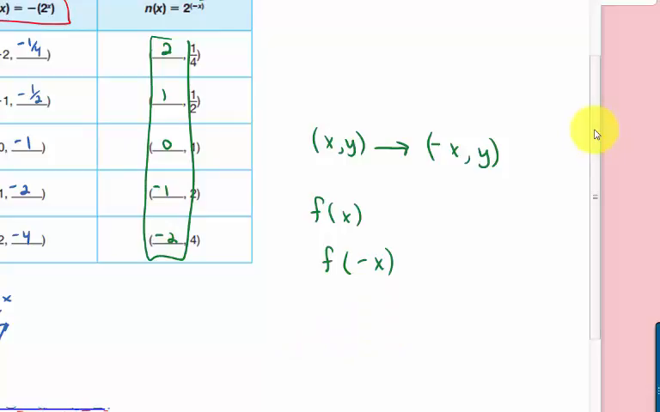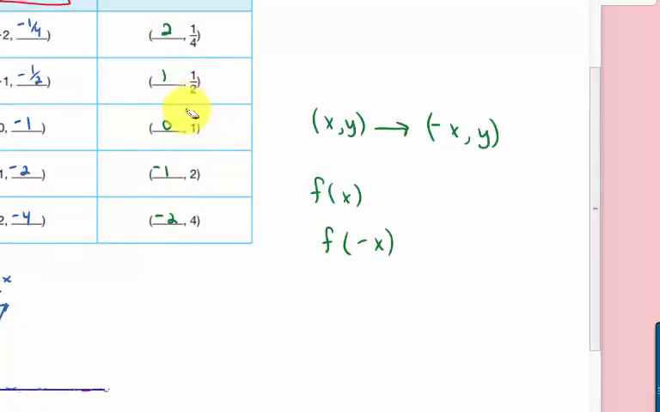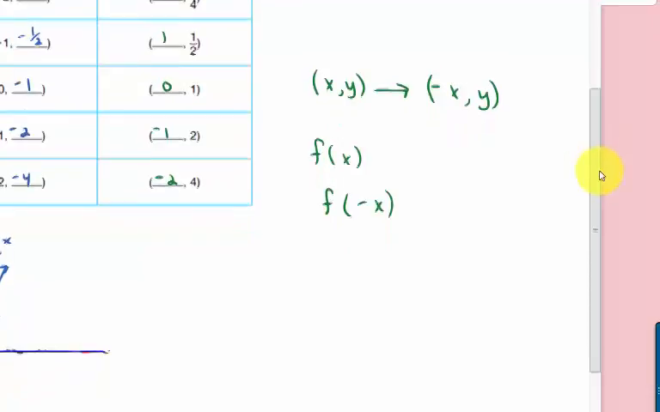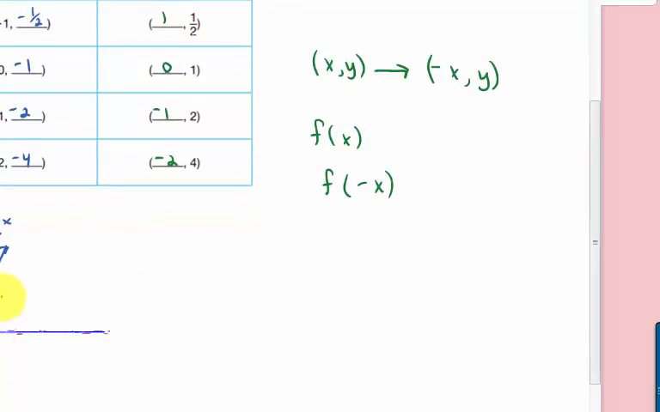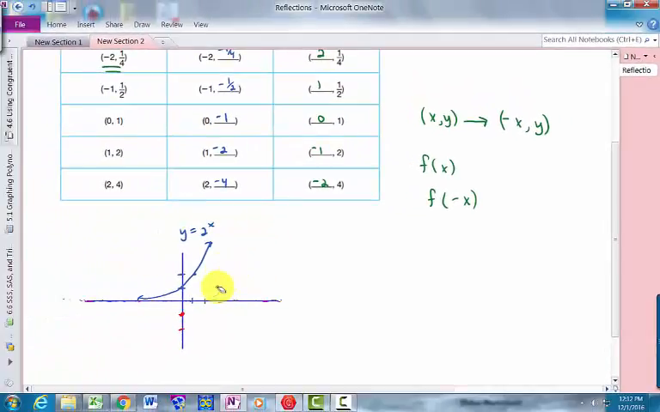Let's look at this graphically once again. So let's take our ordered pairs here. I'm going to take 2 comma 1/4, which is going to be over to here somewhere. And then the next one I have is 1 comma 1/2. And then 0 comma 1. And then negative 1 comma 2. And so basically you can see that by graphing these ordered pairs that it's going to go this direction, like so.